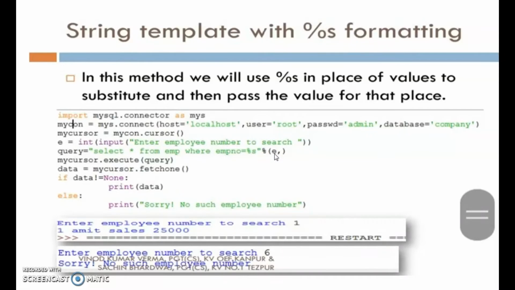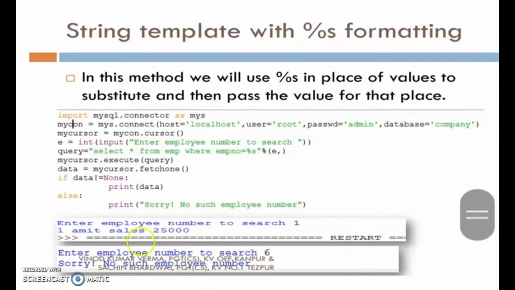When E is a string variable, then you have to give it in between single quotes. Then mycursor.execute(query), then data is equal to mycursor.fetchone. Fetchone will read only one record at a time. Then if data not equal to None, then it will print the data. Otherwise, the else statement will execute, then print sorry, no such employee number.